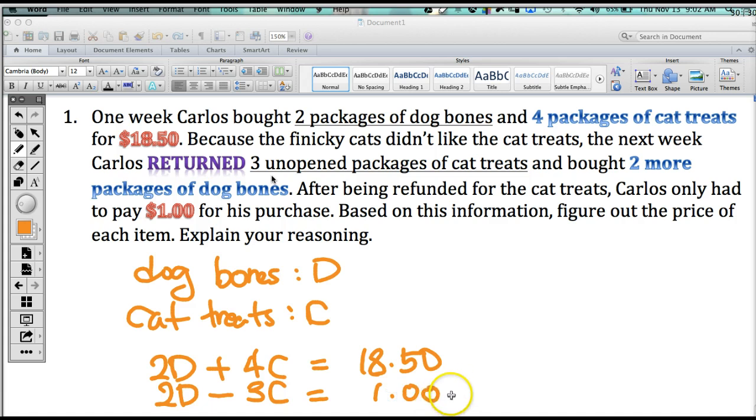So based on this information, figure out the price of each item and explain your reasoning. I want you to understand that this part is the most important part. You gotta explain your reasoning. What that means is you gotta explain what you wrote. On the final, there's like 3 questions where all you have to do is set up the equation and that's the correct answer. You don't even have to solve it. But of course, there's other questions where you have to solve this.